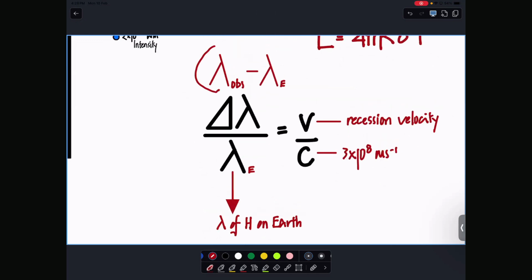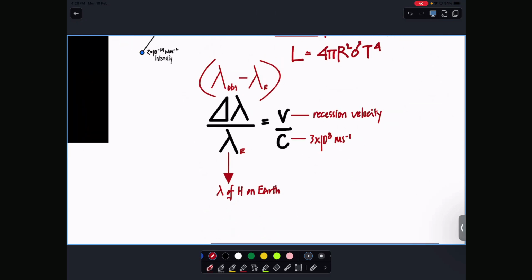And it turns out this change in lambda that you have here is proportional to how fast your object is going. Why? This is a constant, this is a constant. Why is this a constant? That's the speed of light. Why is this a constant? That's the spectrum of hydrogen. It's the same for hydrogen no matter what you do.